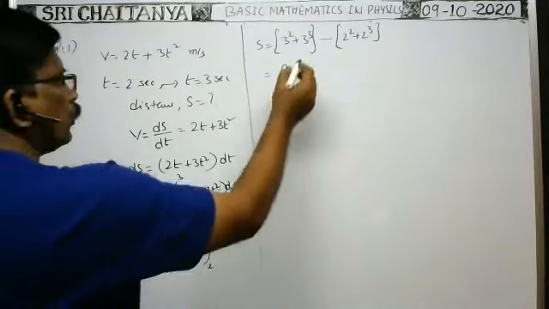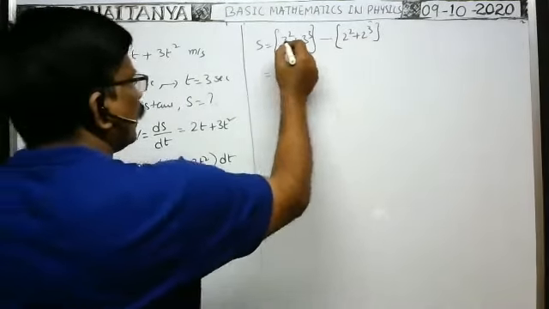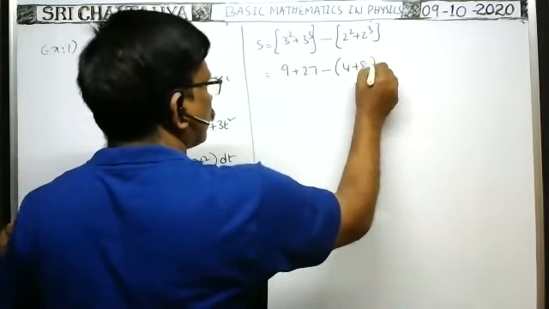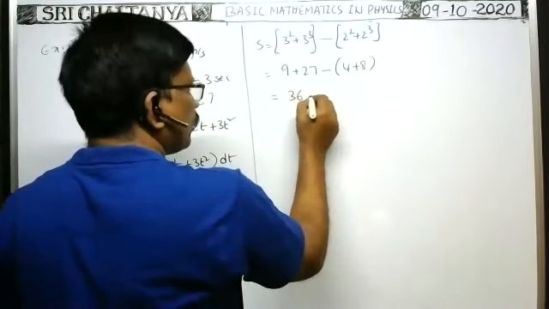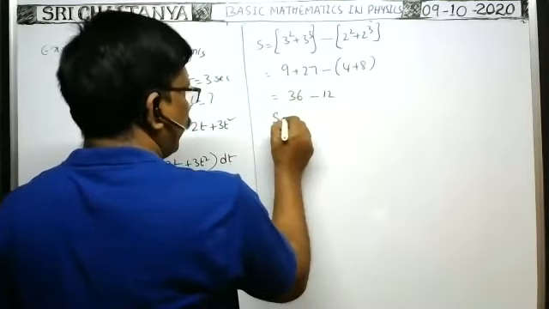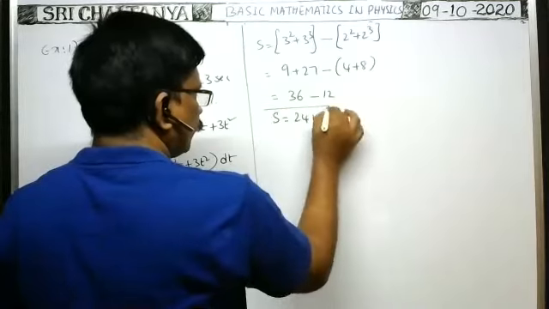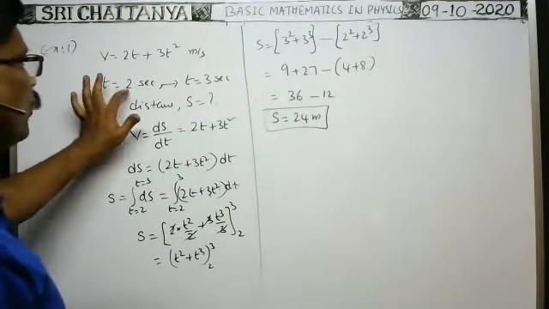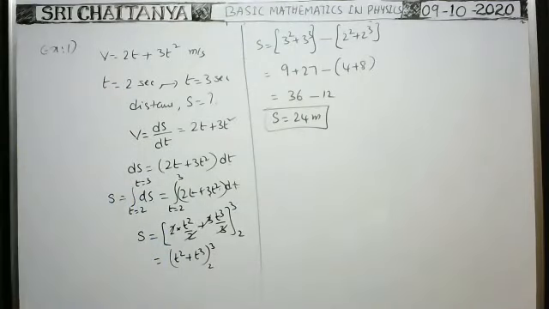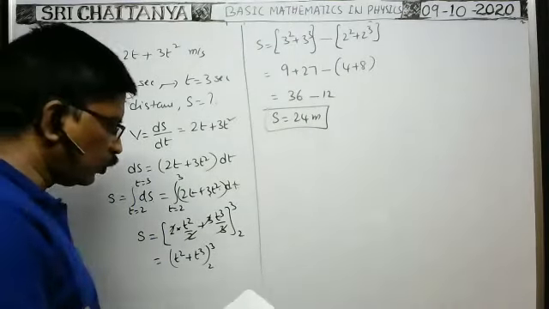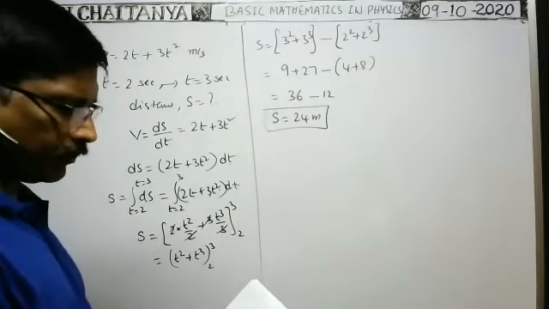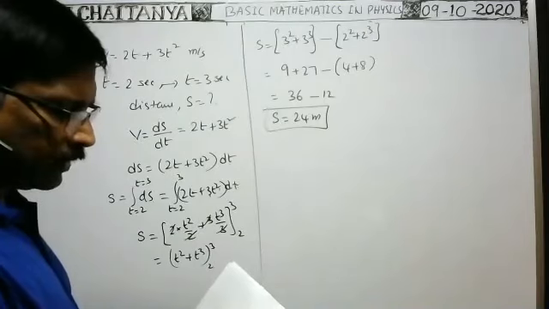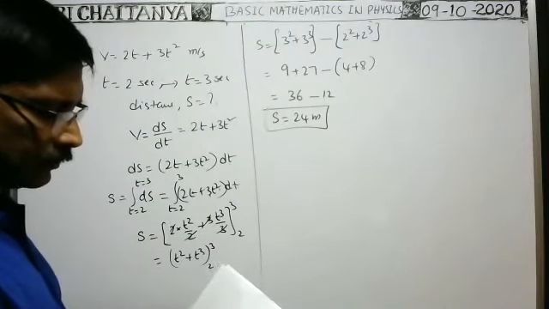Okay, 9 plus 27 minus 4 plus 8. 36 minus 12. Therefore, S is equal to 24 meter. So the rocket travels a distance equal to 24 meter from 2 seconds to 3 seconds. That is the distance traveled by the rocket. 24 meters is the distance traveled by the rocket.